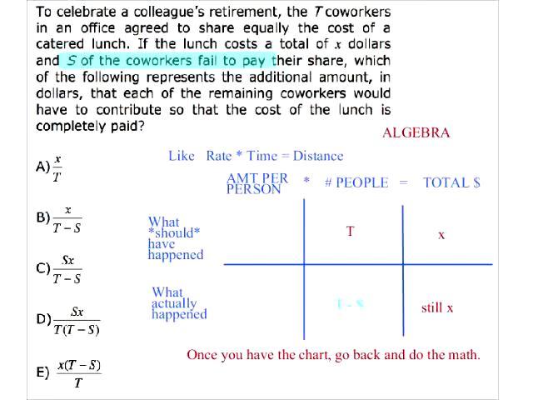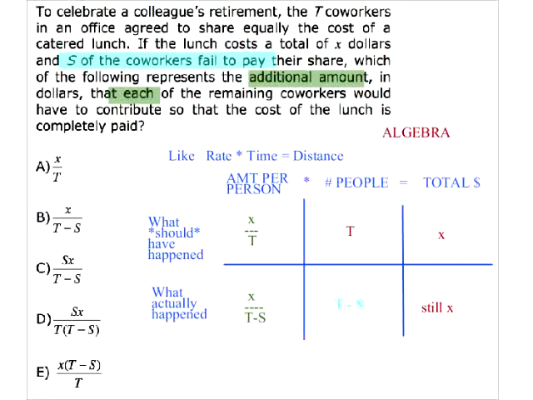And so now what you want is the additional amount that each would have to contribute. So you can find these additional amounts by dividing. Because you've got this times this equals this, which means that if you need to find this column, then you can divide these two. So that's going to be X divided by T. And that's going to be X divided by T minus S.